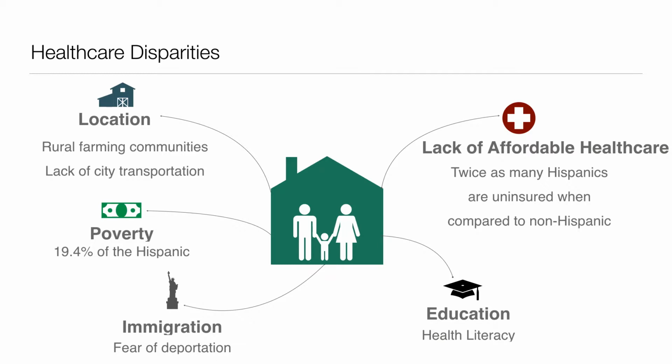Another disparity would be poverty. In 2014, the median household income of Hispanics was roughly $39,000, which is 52% lower than that of non-Hispanic whites, which was roughly $60,000. In 2016, the poverty rate among U.S. Hispanics was 19.4%, with the median household income being roughly $50,000.